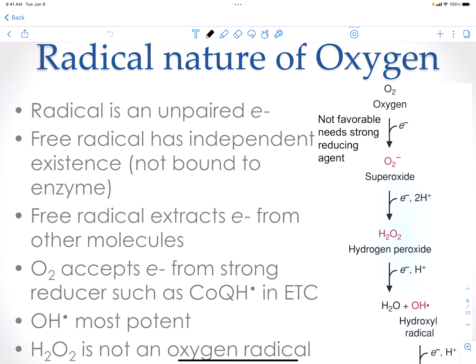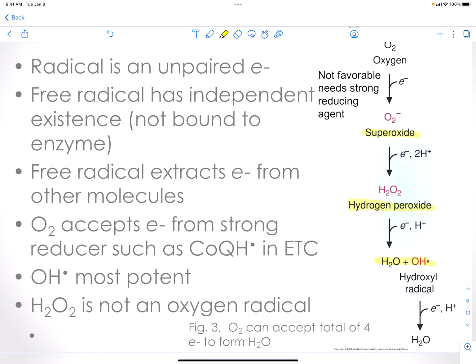So here we have an oxygen that is forming a superoxide ion and is gaining an electron to do this. Now, the superoxide ion can gain another electron and form hydrogen peroxide. And then hydrogen peroxide can get another electron to form water and a hydroxyl radical. And then eventually you can form water. And there are enzymes that push this process forward in order to neutralize the radicals.